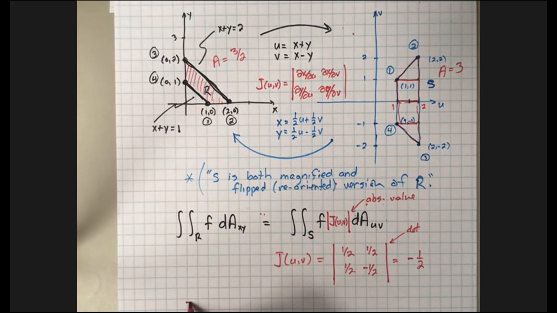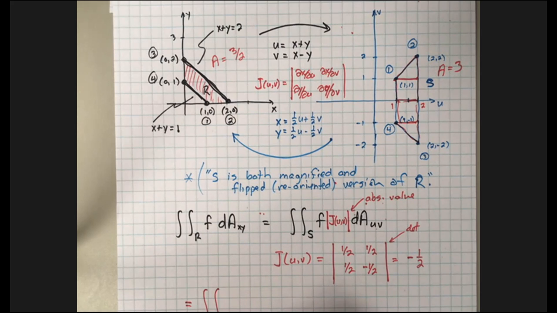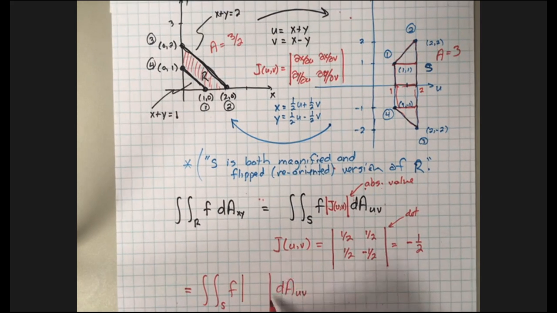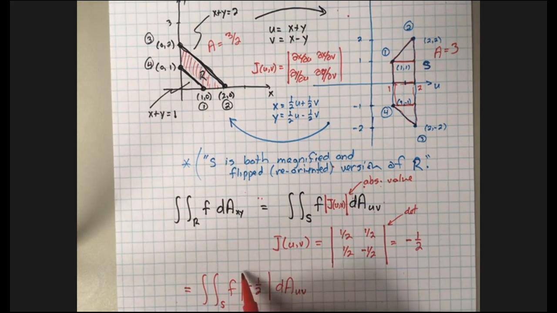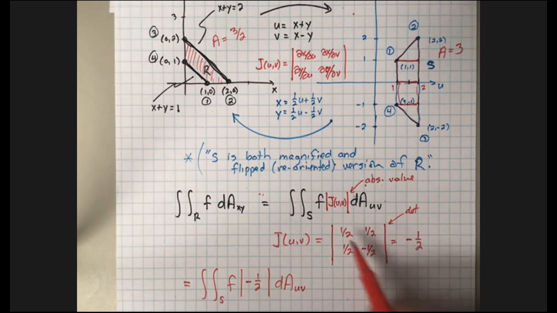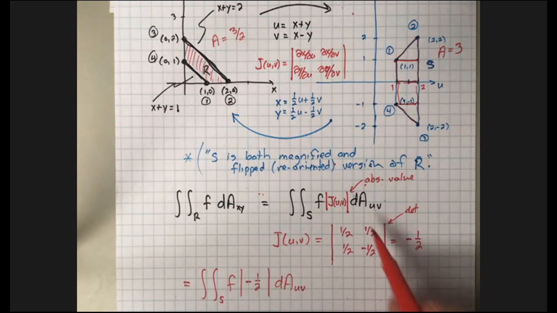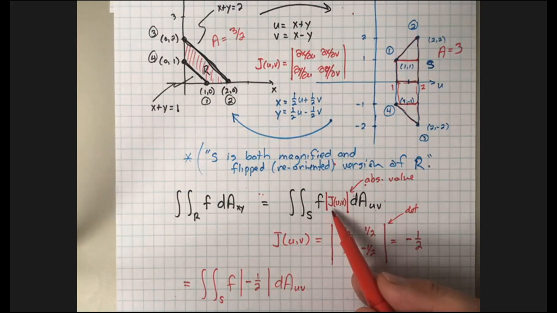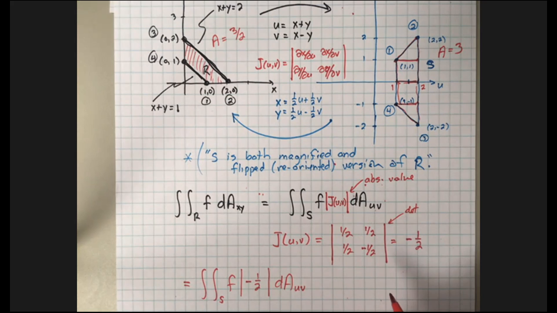Okay, now let's execute the integral of F over S with respect to the area elements U and V. And we insert the Jacobian absolute value. I have to take the absolute value of minus 1/2. So in the notation, absolute value sign here means determinant of matrix, and absolute value here means the absolute value of this function or number. Okay, now we're going to return to the limits and the function itself.